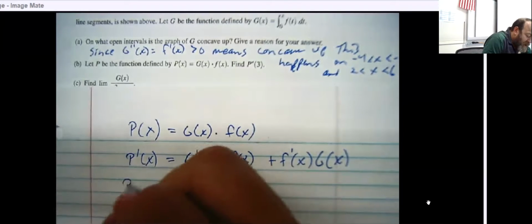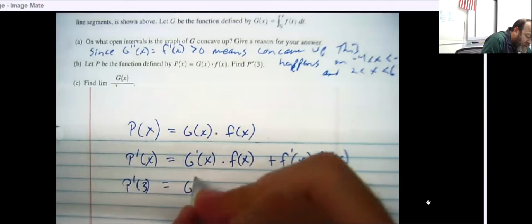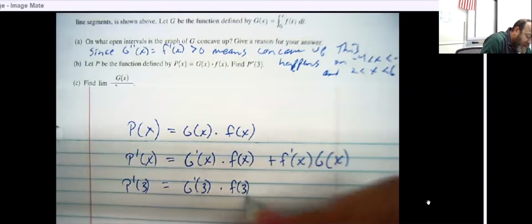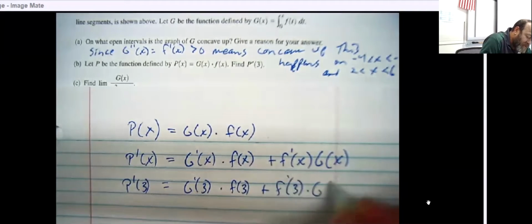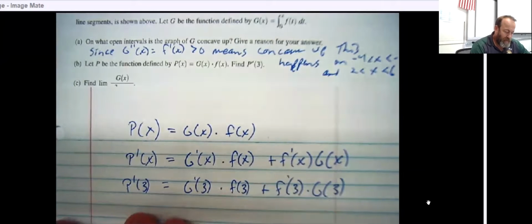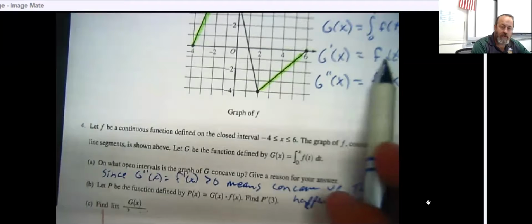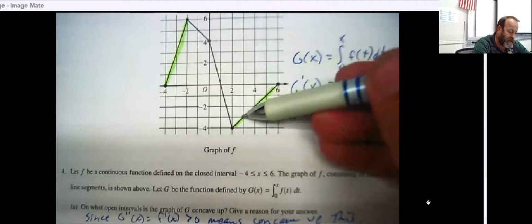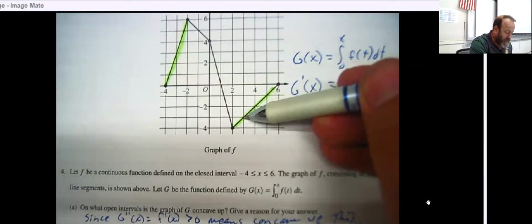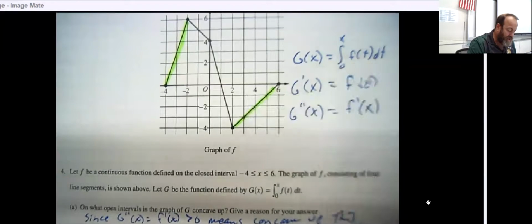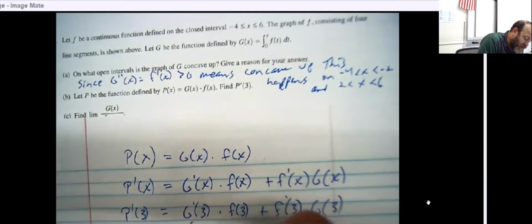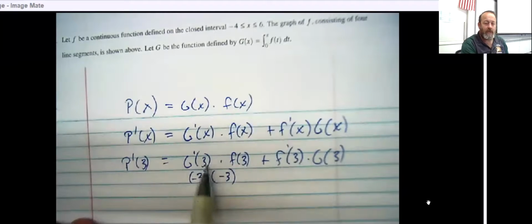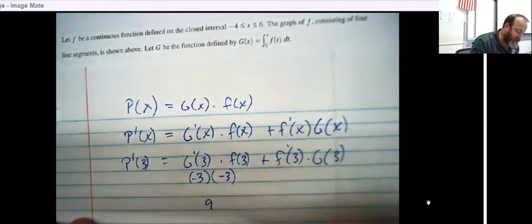So if we have our setup and now I want p prime of 3, then I want g prime of 3 times f of 3 plus f prime of 3 times g of 3. Now, one thing you want to remember is that g prime of 3, according to this thing up here, is just f of 3. And I can look at the graph and see that f of 3 is right down here at 2.5. No, actually, f of 3 is actually -3. So g prime of that is -3. f of 3 is also the same thing. As it turns out, those were equivalent, which is a really interesting fact. So we have 9 sitting in the front side.